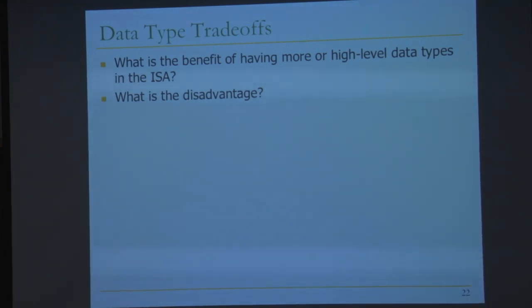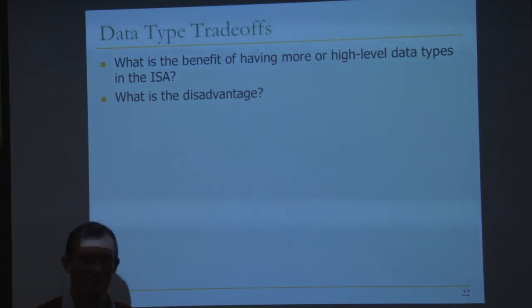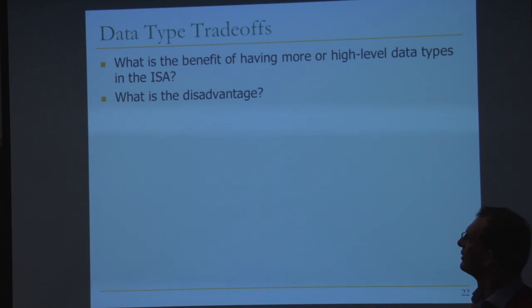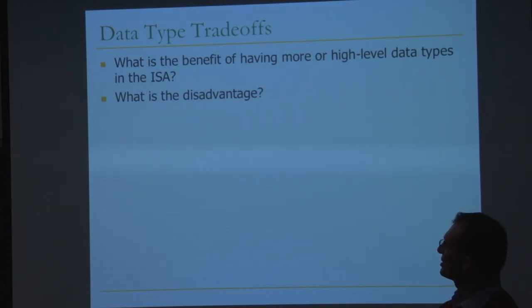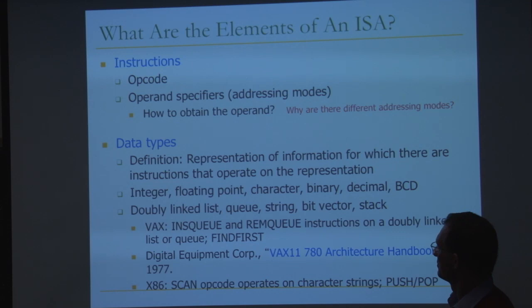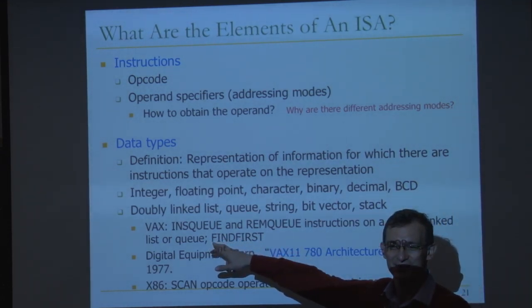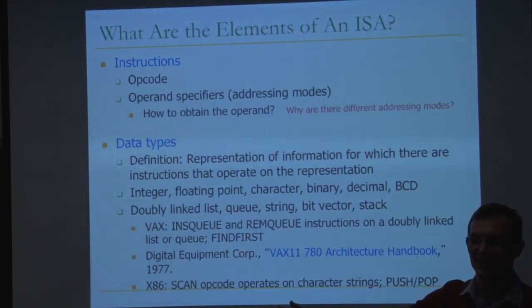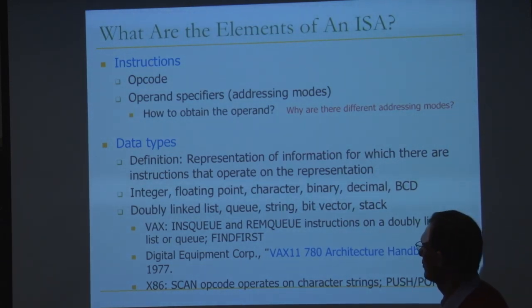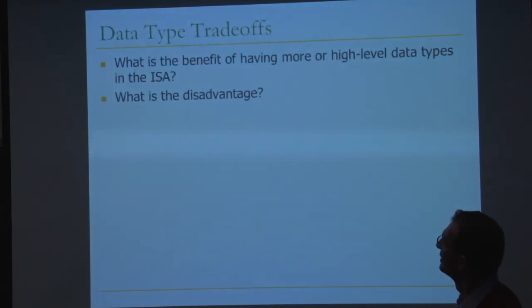Anybody can guess? Yes? You could possibly create fast implementations in hardware. That's right, exactly. And that's the benefit. You could support it, and your programs can run much faster. And in fact, you don't need as many instructions if you have an insert Q instruction, right? If you have a string copy instruction that does everything for you, you don't need to do everything with loads and stores, compared to when you didn't have that data type.